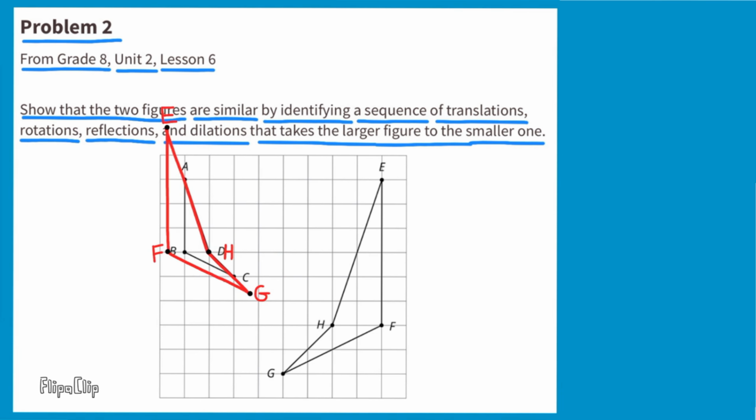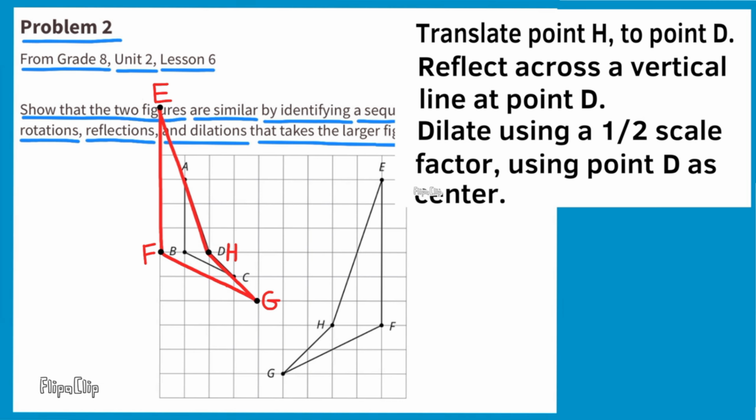First, translate point H to point D. Second, reflect across a vertical line at point D. And last, dilate using a half-scale factor using point D as center.